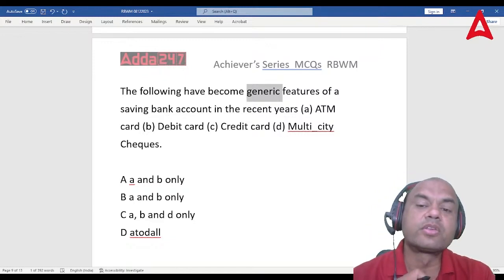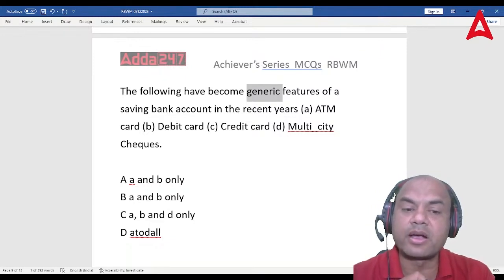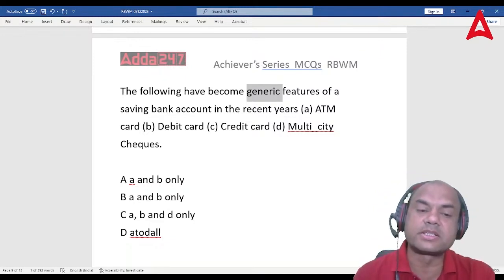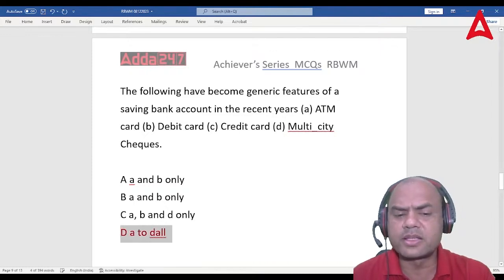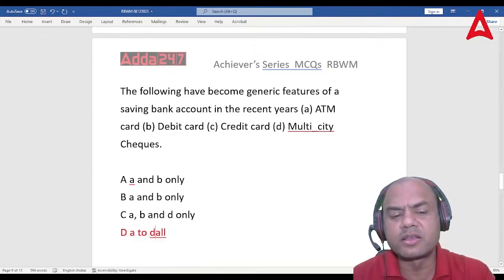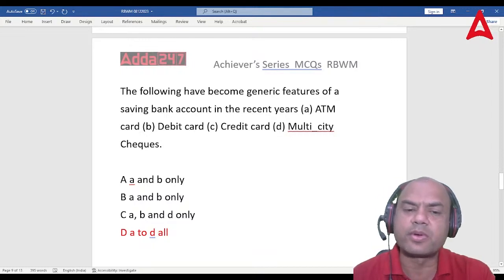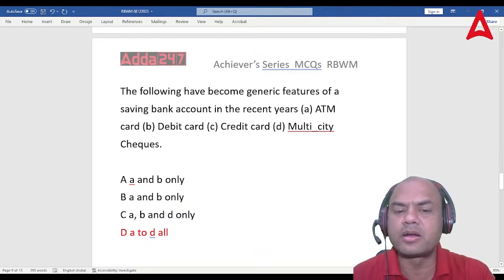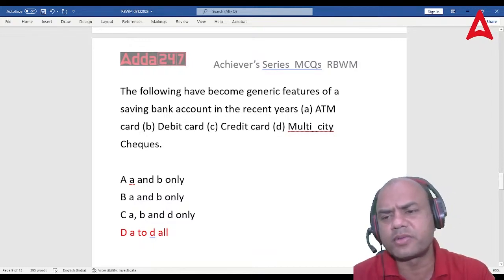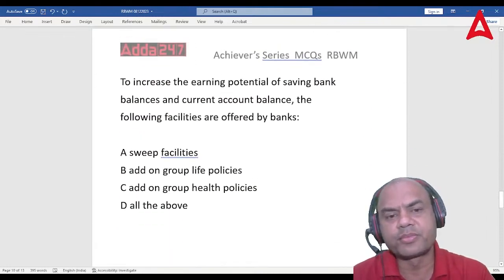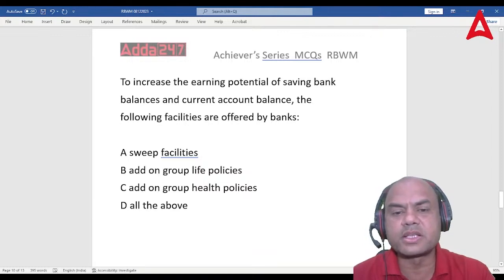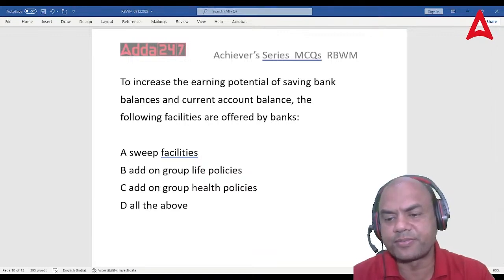So which are the generic features? ATM card, debit card, credit card, multi-city cheques. A to D, all of them have become the generic features now. Nothing is new. Credit card is also done. Every bank is giving all these products. ATM card, debit card, credit card, multi-city cheques. Everyone is giving the same. Isn't it?